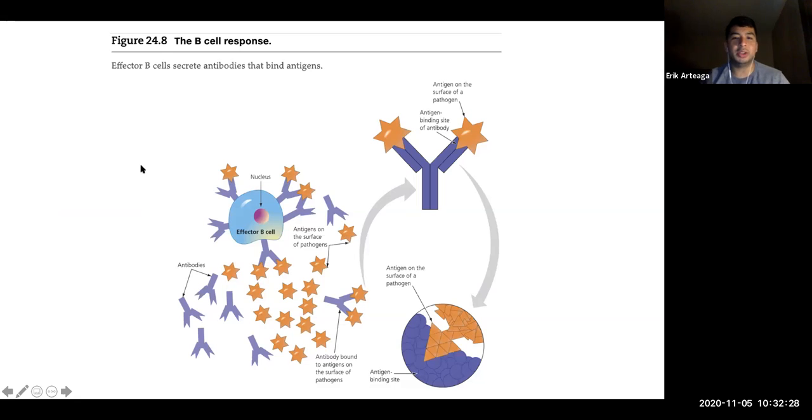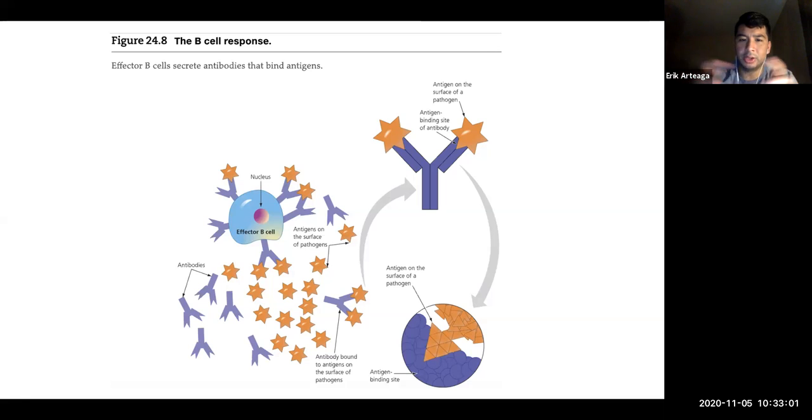So the effector B cells secrete antibodies and bind antigen. All right, so these antibodies bind to antigens on the surface of pathogens, right? So here you have the antibody again binding to the antigen. This can essentially neutralize an antigen or neutralize a pathogen once it's bound, right? If multiple antibodies can bind to a bacterium, that bacterium won't do anything. Same thing with a virus. If antibodies can bind to that virus, the virus will then be deactivated or will not be functioning anymore, okay?